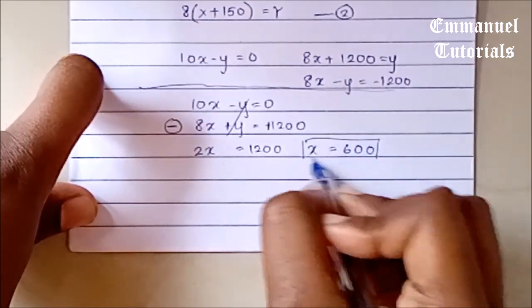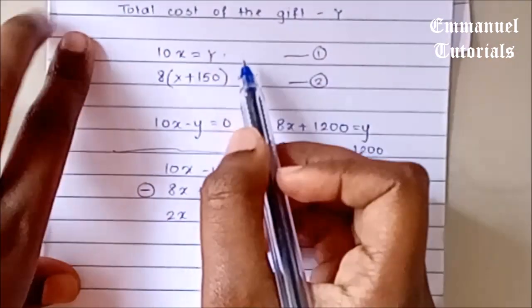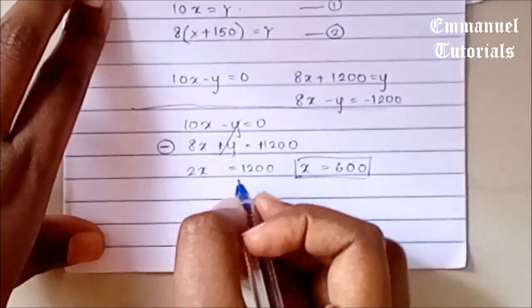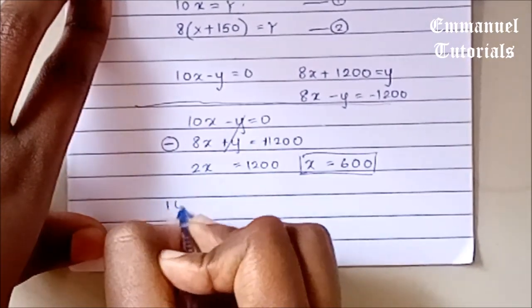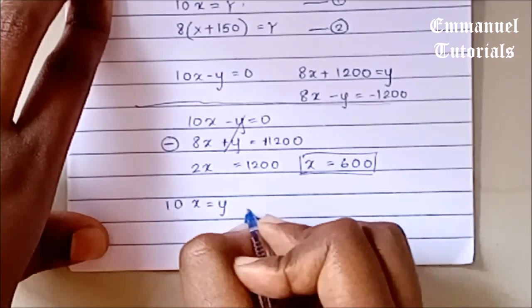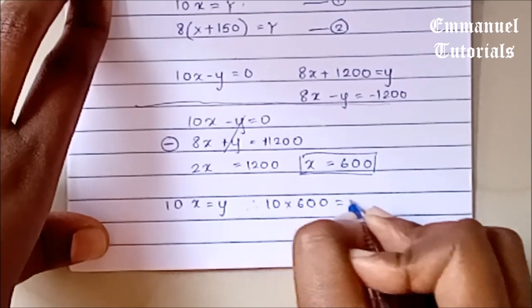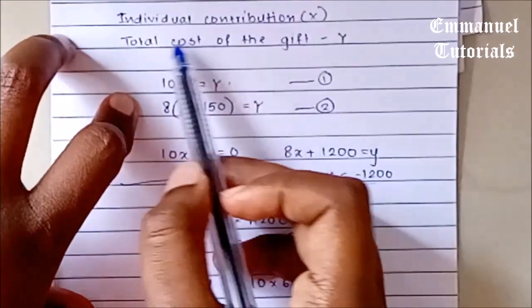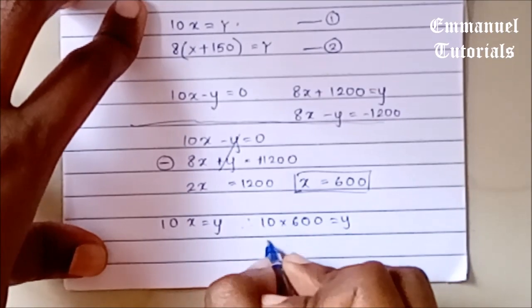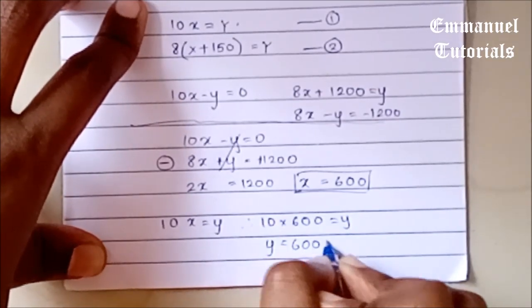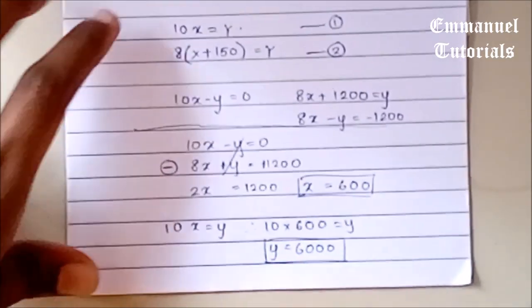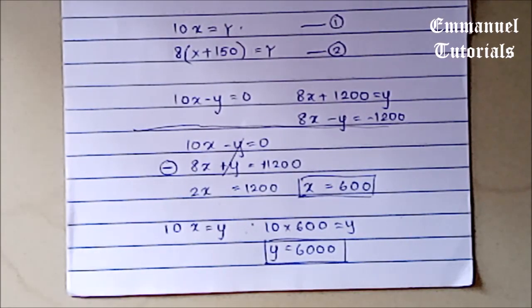Now this value we can substitute in any of these upper equations. We'll take the first one. 10 into x is equal to y. Therefore 10 into 600 is equal to y. Now remember, y was the total cost of the gift. So y is equal to 6000. So the total cost of the gift which the friends decided to buy for the teacher was equal to 6000 rupees. Hope you all understood.